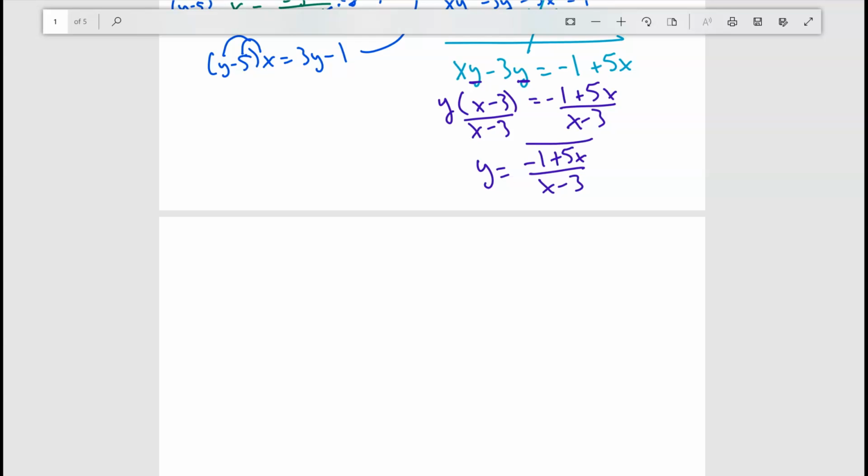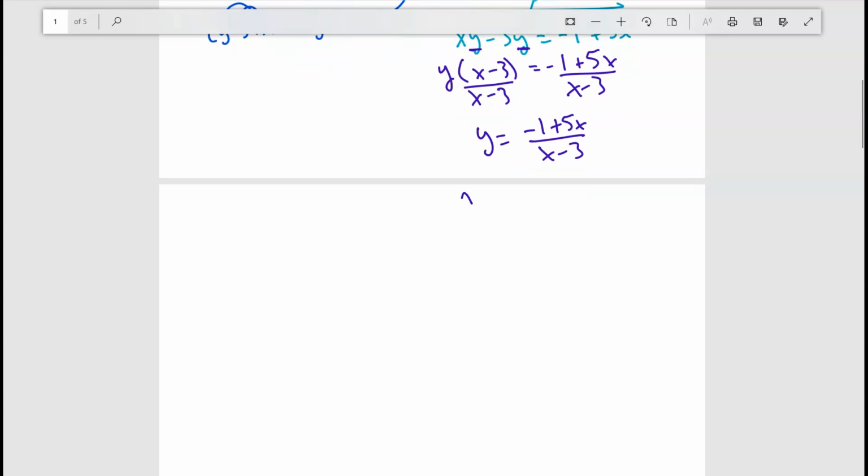Okay, and that is my final answer. Kind of. Because what we got to do, I keep forgetting, we have to put f inverse of x is equal to negative 1 plus 5x divided by x minus 3. So don't forget about your f inverse. Okay, don't do what I just did. Put the f inverse. Okay, that's really all there is to this one.